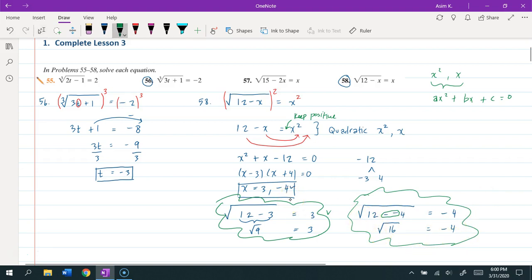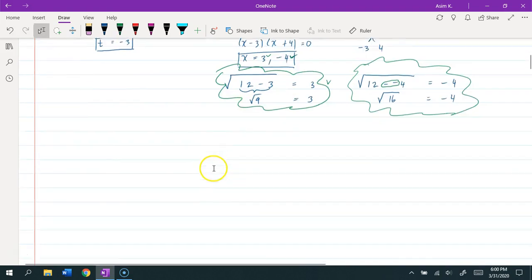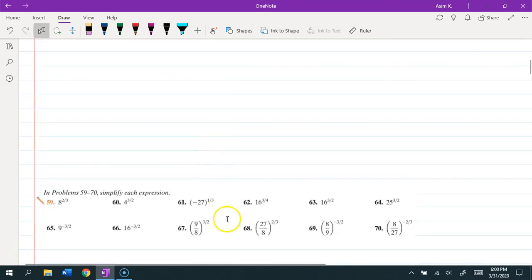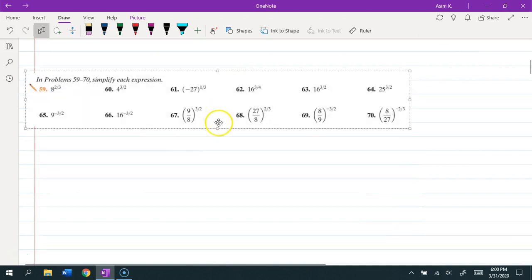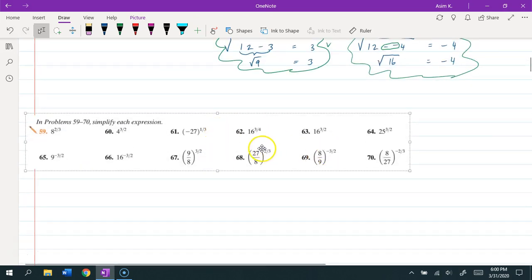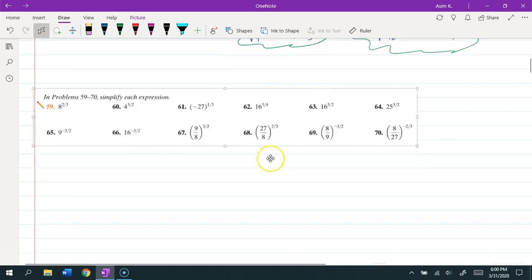So moral of the story, both of these solutions are working solutions. In Algebra 2 and in Pre-Calc, you'll find that you need to check your answer because quite often what happens is you can have something that is an extraneous solution.